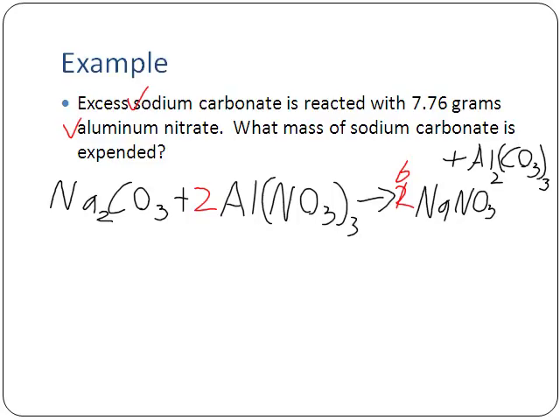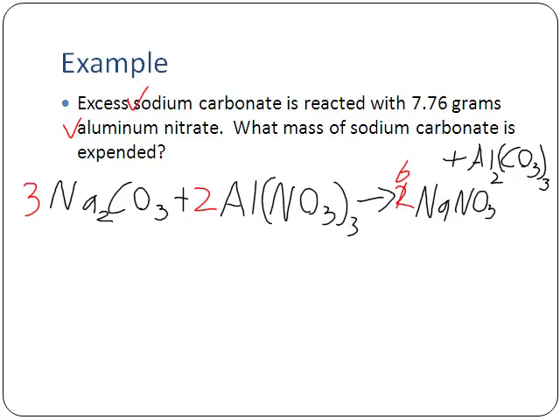We have 3 carbonates, 3 carbonates. We have 2 aluminums, and sure enough, 2 aluminums right over here. And then we have 6 nitrates. So 3 Na2CO3 plus 2 Al(NO3)3 yields 6 NaNO3 plus Al2(CO3)3. Woo! We've written out our chemical equation.